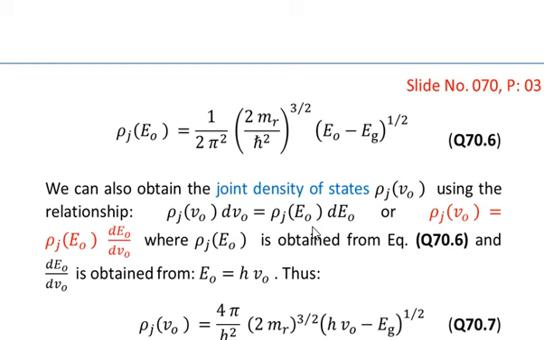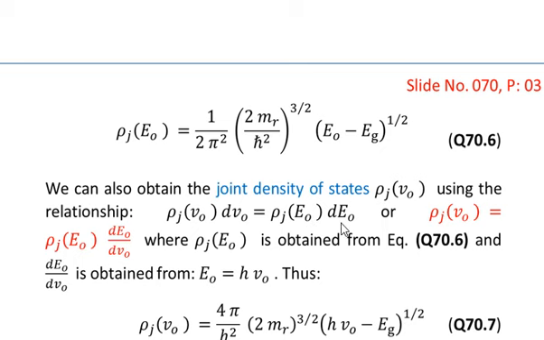But both represent the same thing. That is, both give you the density of states. On the left hand side, this gives you the density of states with the frequencies lying between nu naught and nu naught plus delta nu naught. Whereas the term on the right hand side, that is rho j of nu naught multiplied by d nu naught, will give you the density of transitions between the energy states lying between E naught and E naught plus d E naught.